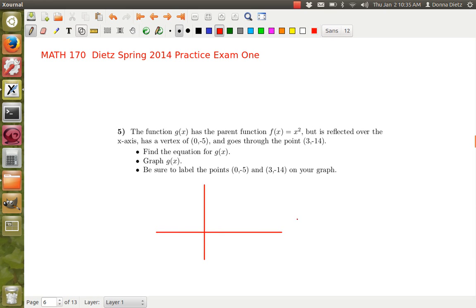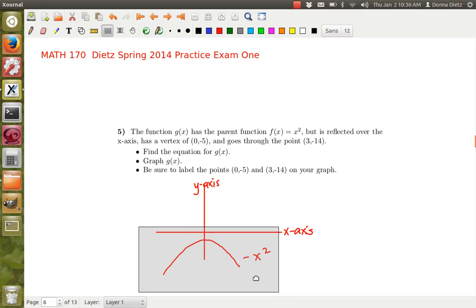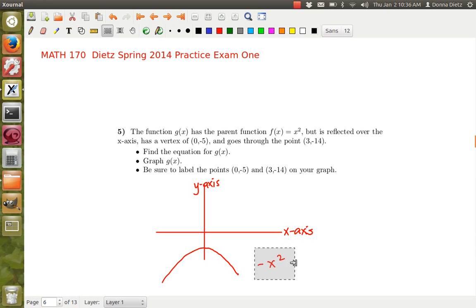And so what we're going to do is start by looking at x squared. Okay, this is x squared, and this is the x-axis, and this is the y-axis. Right? And we now say we're going to reflect over the x-axis. So this is the resulting curve. All right? And then we have a vertex of -5. So we're going to just drop that down, and then we're going to say this is the function.